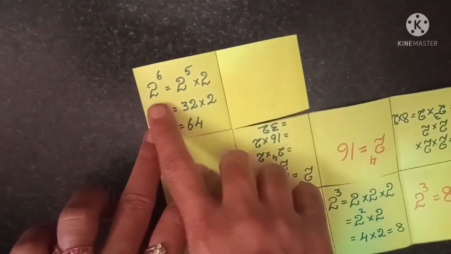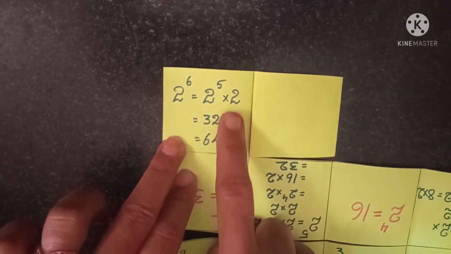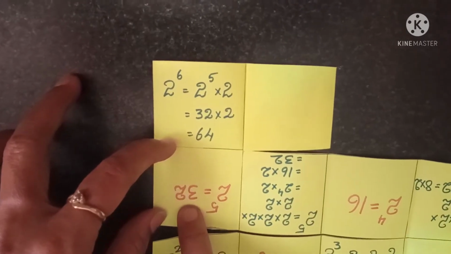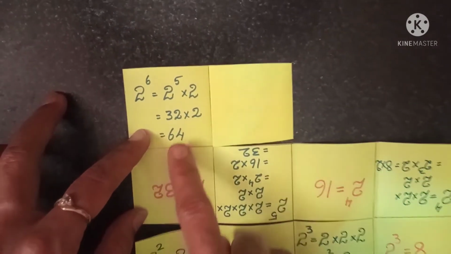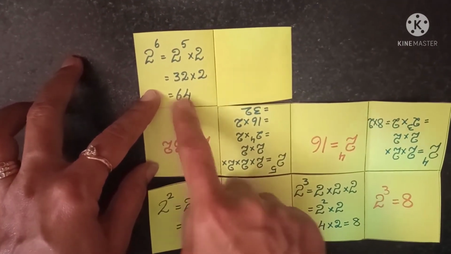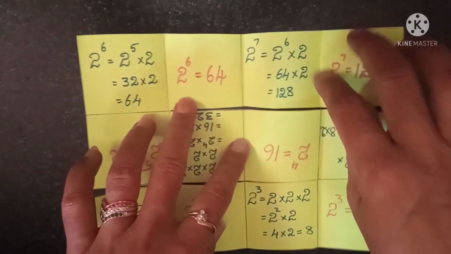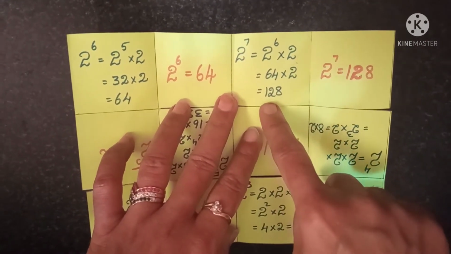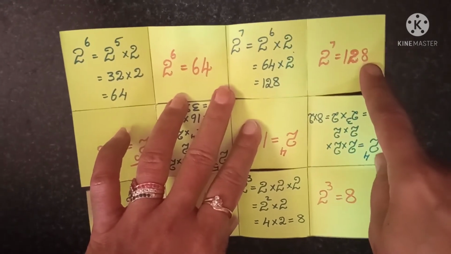And here directly I wrote 2 to the power of 6 is equal to 2 to the power of 5 into 2. So we know the value of 2 to the power of 5 is equal to 32. So 32 into 2, that is 64. So 2 to the power of 6 is equal to 64. And at the same time 2 to the power of 7 is equal to 128.